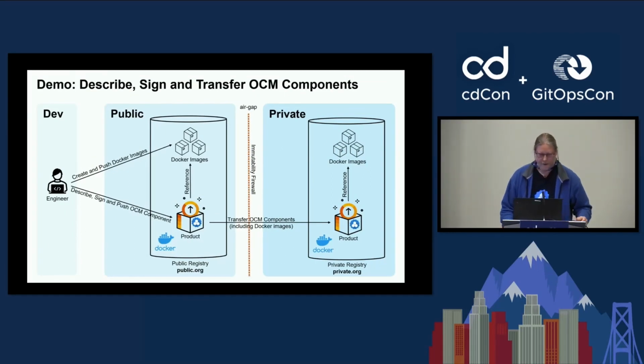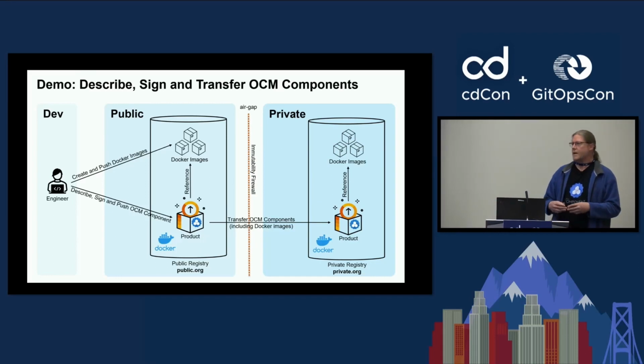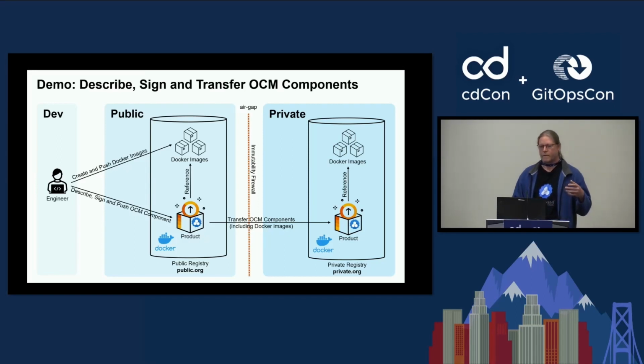Okay, so demo. In our demo, we're going to look at applying these principles. We're going to describe a simple software component, then transfer it across a boundary. And then on the other side, we're going to deploy that software component and apply the GitOps localization. We're going to do this twice, so we can see the process is repeatable. We're going to do a V1 and a V2. And we'll take a quick look at signing, so we can see how OCM can help with securing your supply chain.